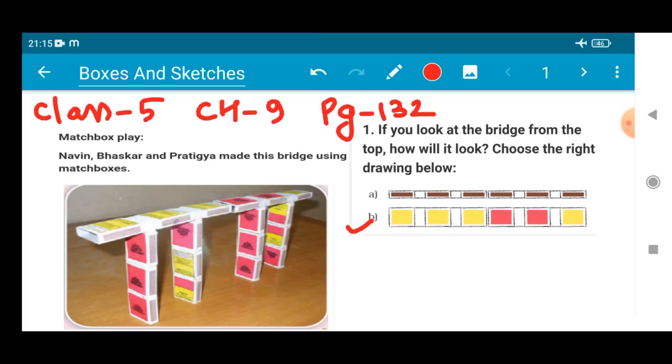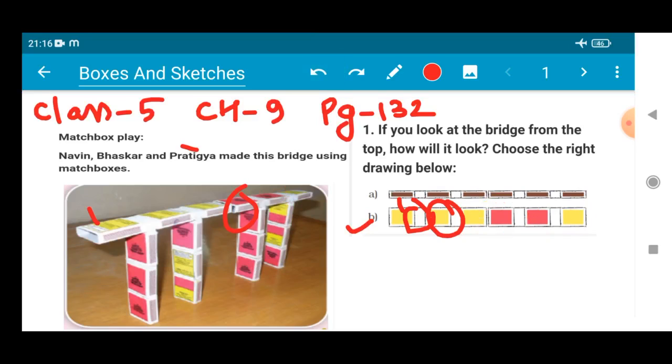Why? Because you can see the colors are matching. First of all, yellow is there, then the white part. Don't forget that we are looking from the top view, not from the side view. From above you have to watch it. So yellow, then white, yellow, white, then red. Two parts are there, red, then white, then red, and then yellow.